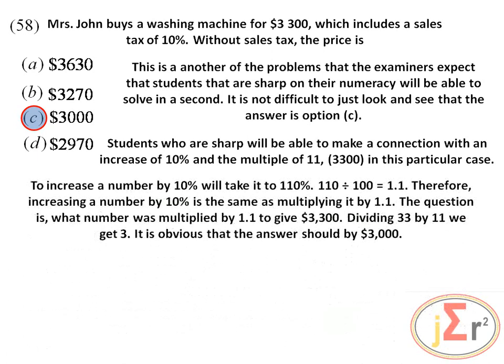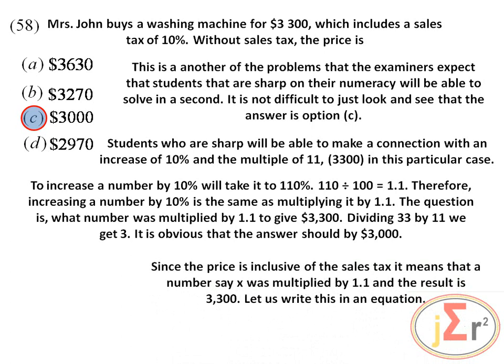To increase a number by 10% will take it to 110%. 110%, you know, is 110 divided by 100. So 110 divided by 100 is 1.1. Therefore, increasing a number by 10% is the same as multiplying it by 1.1. The question is, what number was multiplied by 1.1 to give 3,300? Dividing 33 by 11, we get 3. It is obvious that the answer should be 3,000.